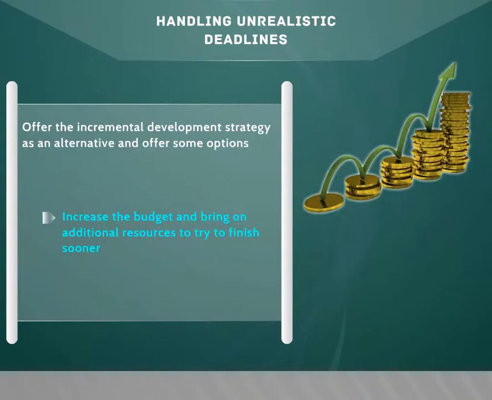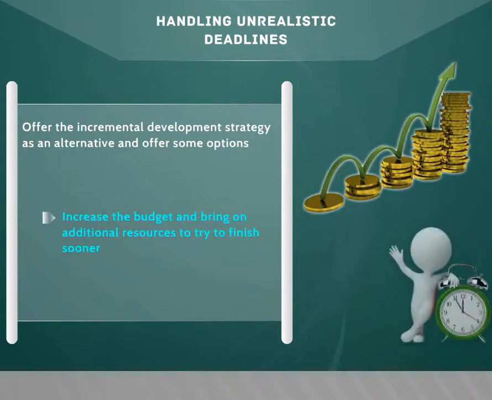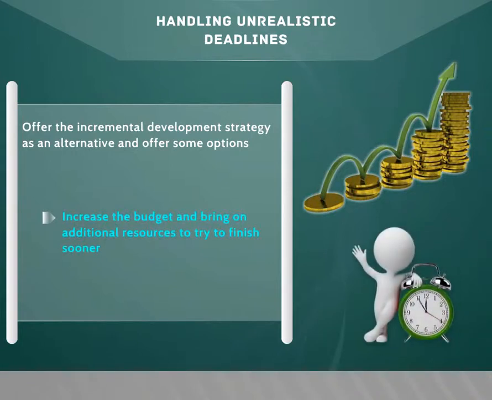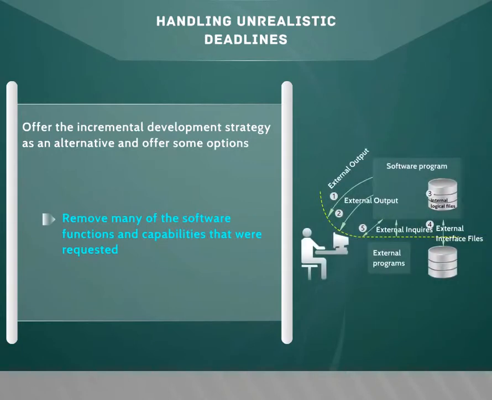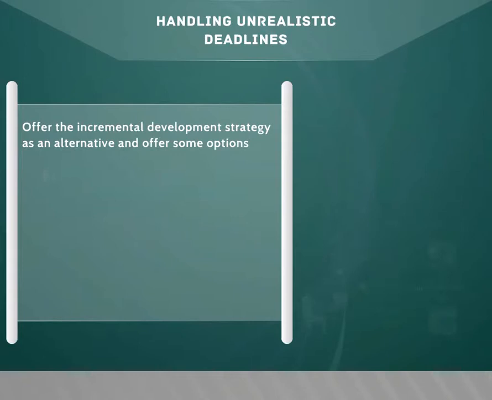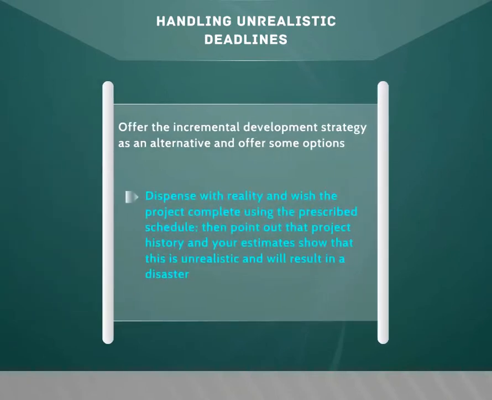Increase the budget and bring on additional resources to try to finish sooner. Remove many of the software functions and capabilities that were requested. Or dispense with reality and wish the project complete using the prescribed schedule, then point out that project history and your estimates show that this is unrealistic and will result in a disaster.